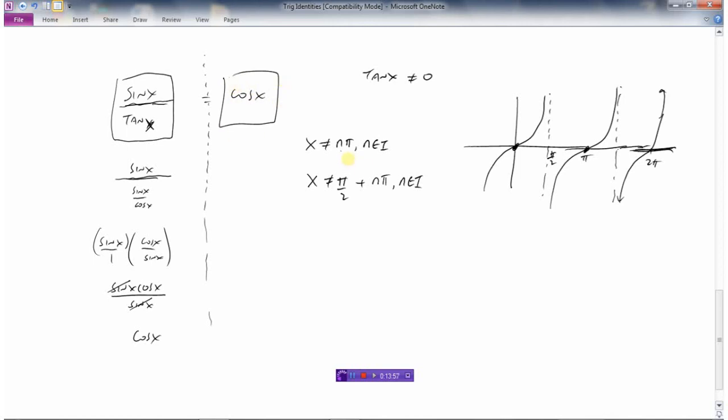This one, because when we put any multiple of pi in for x, the tangent of that is 0, and we can't take sine x and divide it by 0. This one, these values don't work because tan itself is undefined at pi over 2 and 3 pi over 2 and so on.